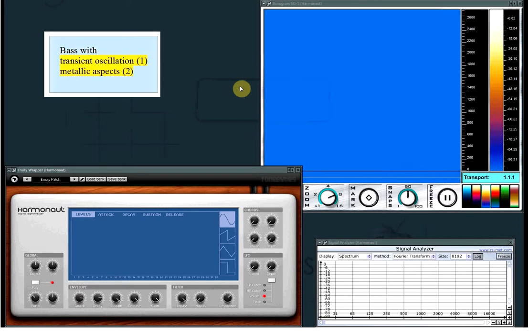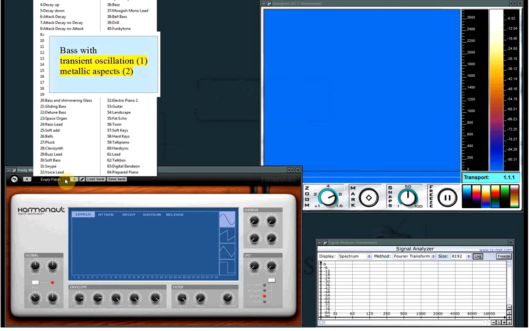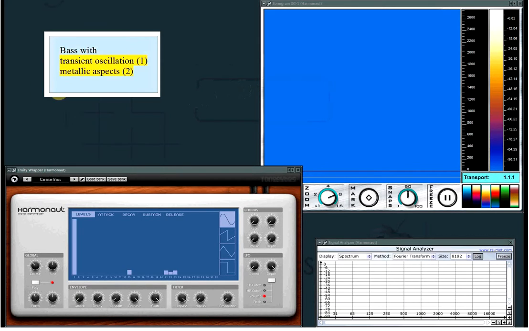To create the metallic aspects, I use two bands of frequencies. Both frequency bands should be quite high in the spectrum and mainly consist of odd-numbered harmonics to make it sound rather inharmonic. Well, so I've constructed this patch and let's go for it. Here it is, canister bass. Let's have a look.